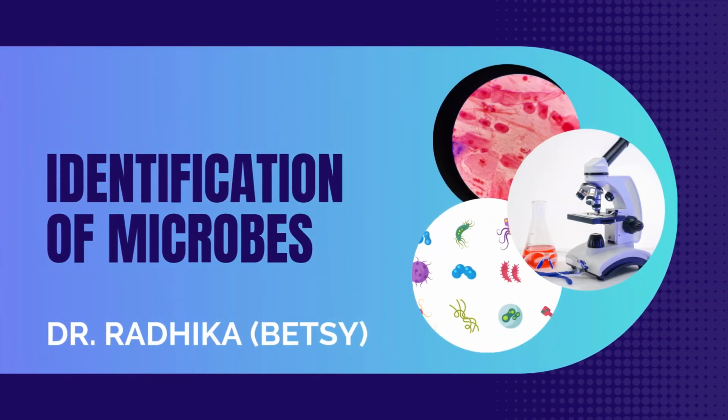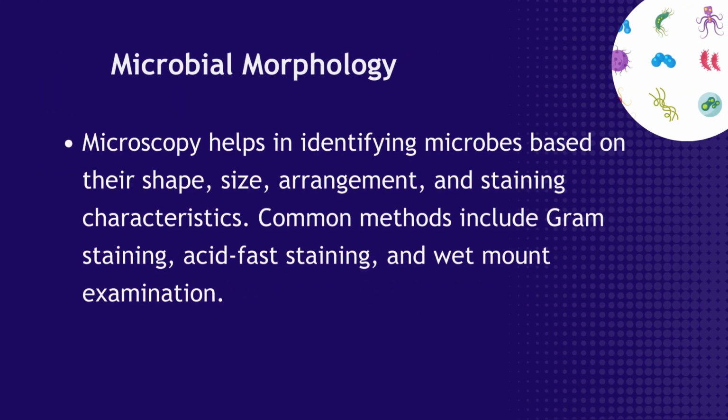Identification of common microbes under the microscope. Microbial morphology: microscopy helps in identifying microbes based on their shape, size, arrangement, and staining characteristics. Common methods include gram staining, acid-fast staining, and wet mount examination.